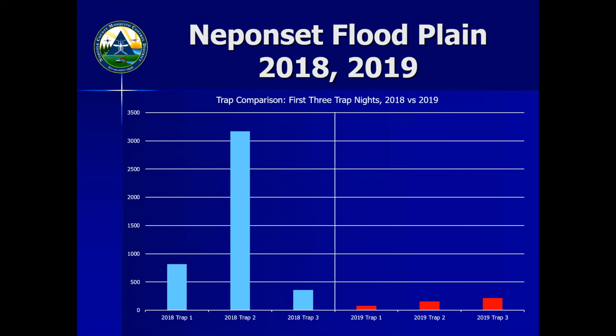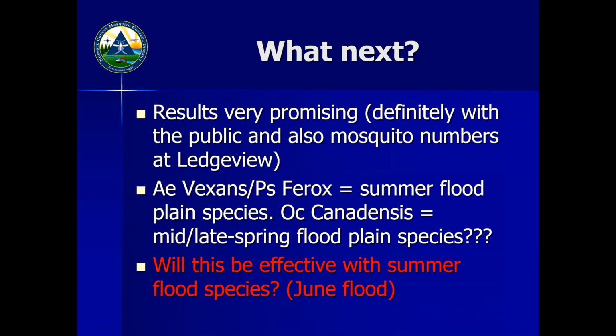So here's a direct comparison between the traps in 2018, when we did no treatment, and 2019, when we did using the LiDAR. Basically, the results were very promising, certainly with the request numbers that we were getting, and the mosquito numbers seemed to back that up as well. Also, we noticed that while Vexans and ferox are a problem in the summer, we're now starting to wonder about canadensis and Stichticus, which have a mid to late spring floodplain. We can't ignore any flooding on this river during that period of time due to the canadensis and Stichticus.